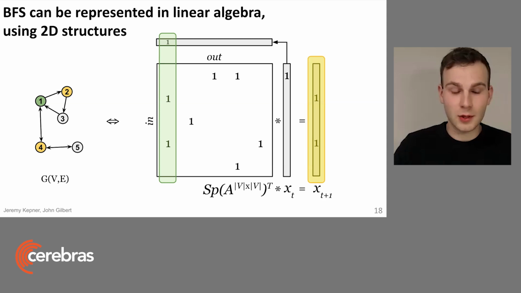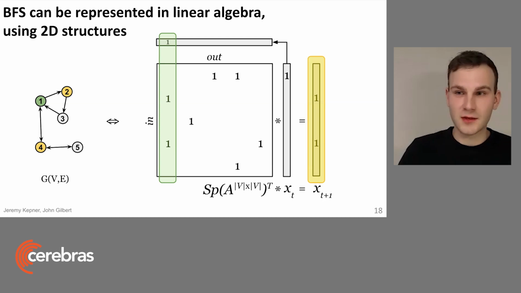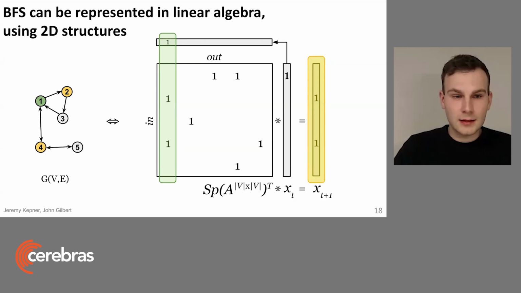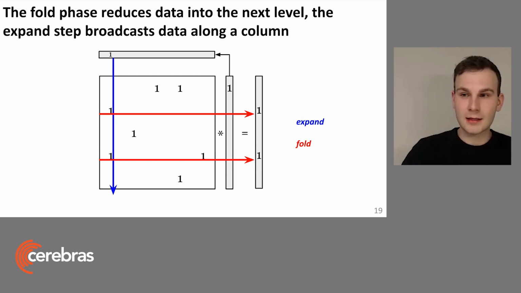What you can see here is a graph that we represented in a sparse matrix. And you can see the current time step, which is this start node 1. And you can see the next time step, x_t+1, indicated as the yellow vector. When we multiply it, we get the next time step. And looking at how data flows here, we can see that the current time step gets broadcasted along the columns.